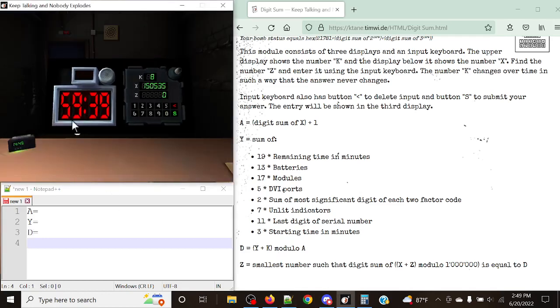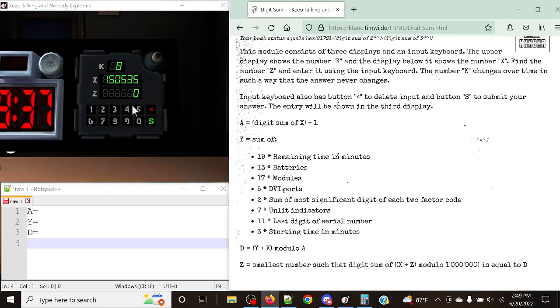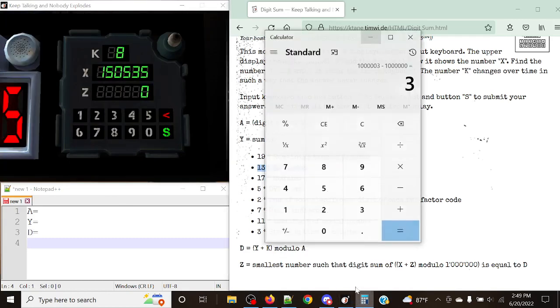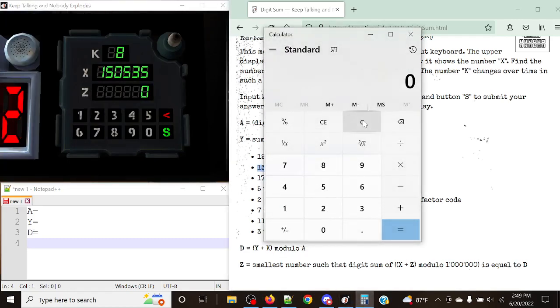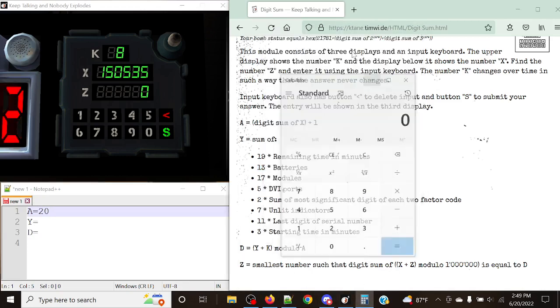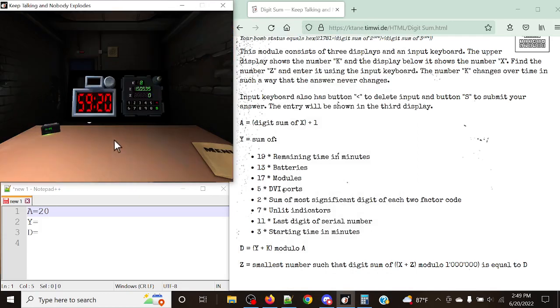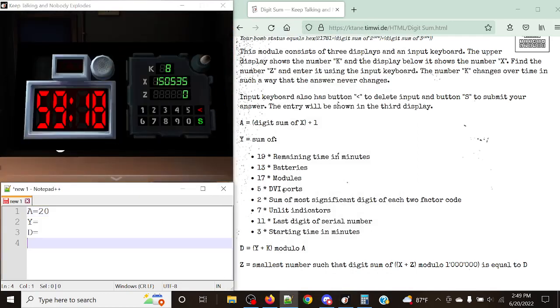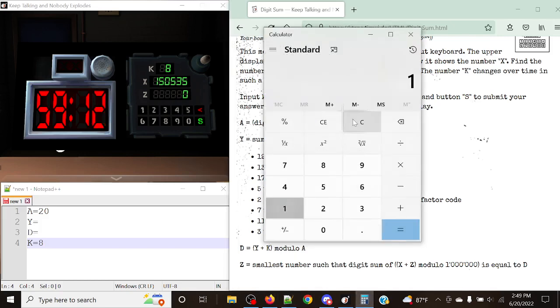So what we have here is an 8. The digit sum of X in this case is going to be equal to what? 1 plus 5 plus 5 plus 3 plus 5 is 19, plus the 1 is going to be 20. Okay. Next up, Yankee is going to be equal to this. First off, let's write down Kilo. Kilo is going to be 8. And we're going to use 59 minutes for this. So 19 times 59.